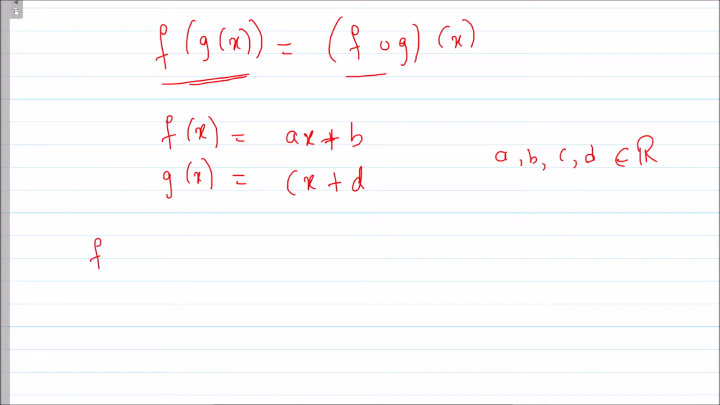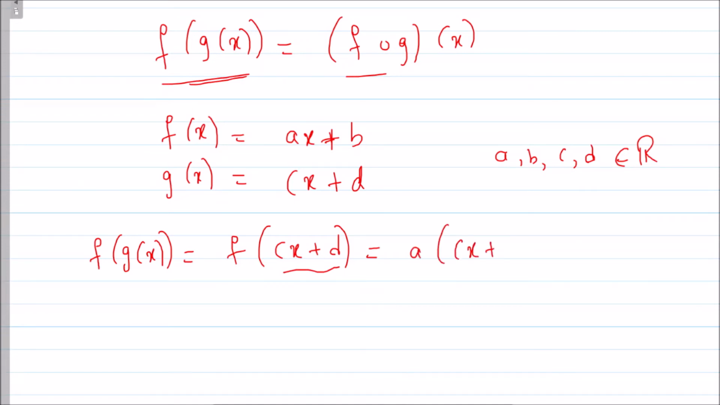Now what is f of g of x? Let us try to compute this part. So f of, what is g of x? cx plus d. Now what is f of input? It is a times the input plus b, correct? So what I get is acx plus ad plus b. Okay, let me call this 1. Now we have computed f compose g.